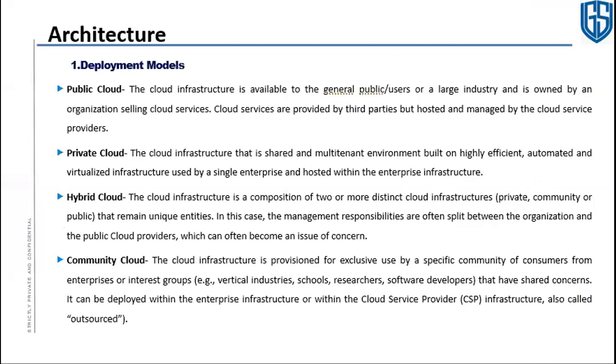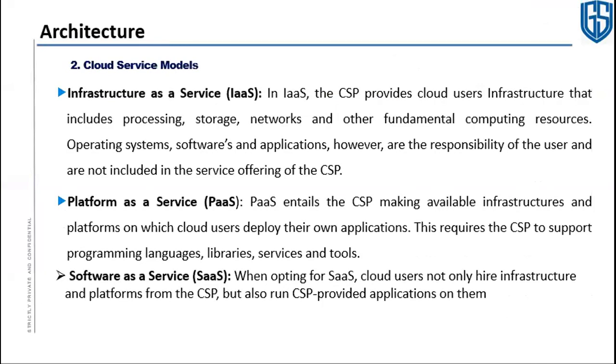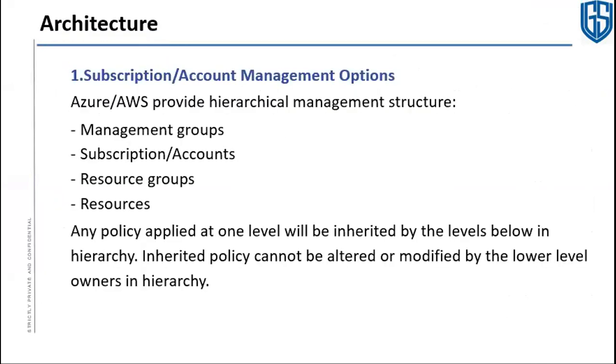Then architecture wise, we know that deployment models we have already gone through. So there were four different models: public, private, hybrid, and community. Service models we also understood, and then here come the things related to which cloud provider you're looking for.